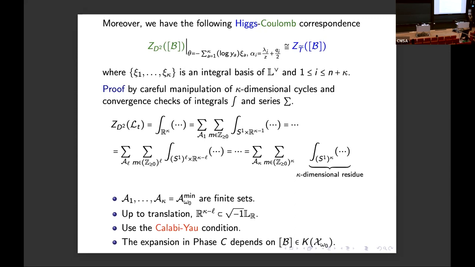And then there's a sum over kappa non-negative integers. So now in the last step, each integral is an integral over a kappa-dimensional torus. This is a kappa-dimensional residue, and we just evaluate it. And it's exactly the same as the answer obtained in the Higgs branch. And this Calabi-Yau condition is important. And the expansion in a particular phase only depends on the K-theory class in that phase.